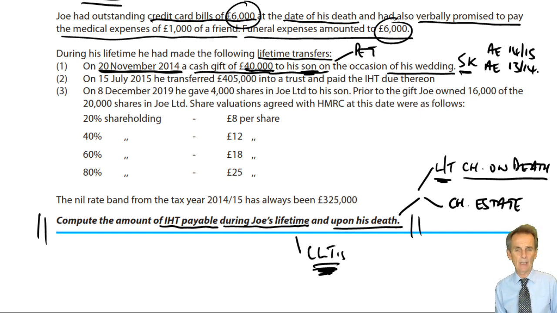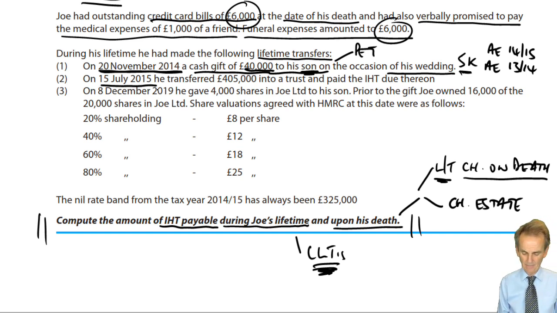Firstly, the specific exemption, the marriage exemption here of 5,000. Why? Because it's to the child of the individual, here to Joe's son. And also then any available annual exemptions. Firstly, the current year, that's 14-15, followed by the preceding year, 13-14. We move on.